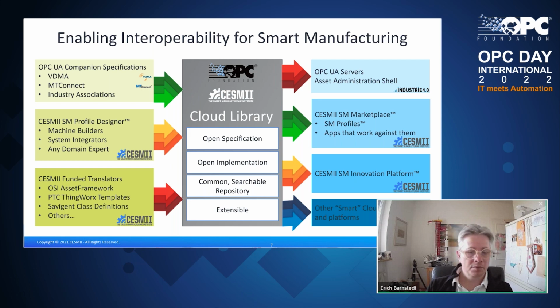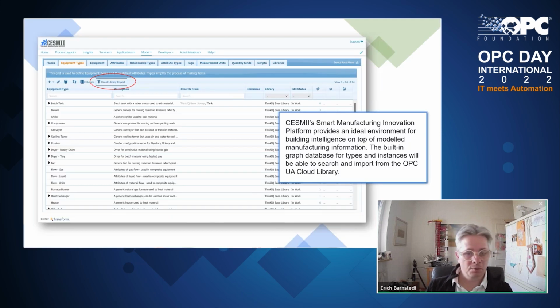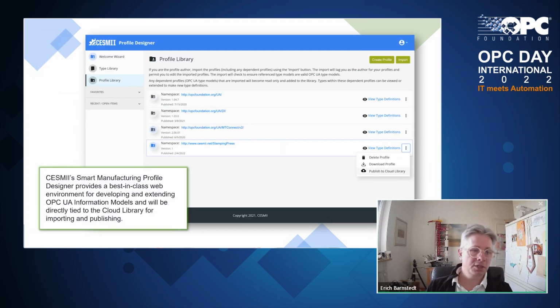And they're also building right now a tool, one more slide, on the innovation platform. So you can import the OPC UA information model directly into the platform, as you can see here in the screenshot. And the tool that they're working on is what they call the profile designer. So it's an OPC UA information model designer between you and I.